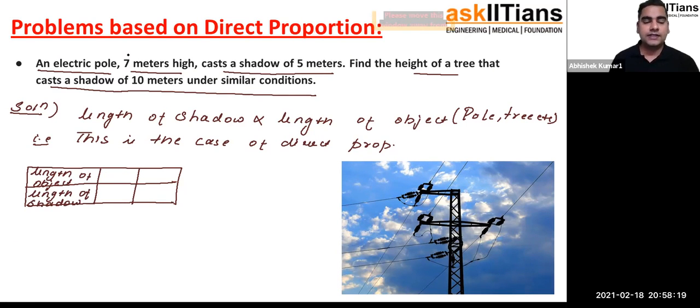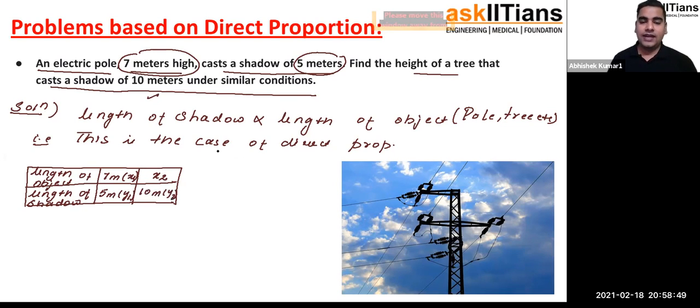In first case, the length of pole is 7 meter, and the length of shadow is 5 meter. So if this is 7 meter, let us call it X1. Then the length of shadow is 5 meter, and I'm going to denote it by Y1. They are asking us what will be the height of tree. So let us assume height of tree would be X2, so that the length of shadow is 10 meter. So 10 meter is denoting Y2.